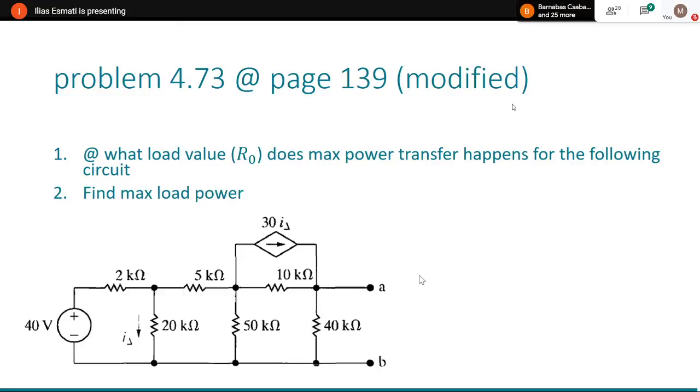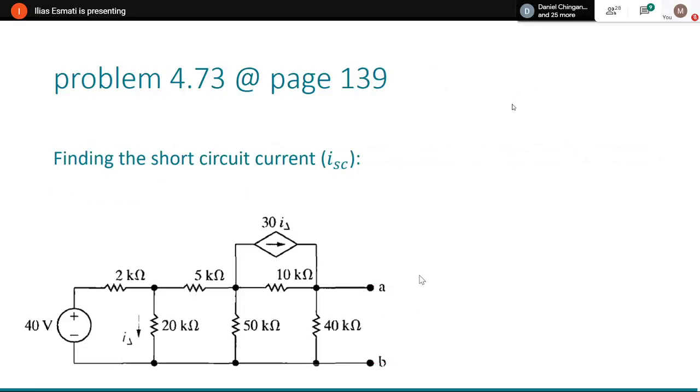Good. And we can also find the maximum load power. So let's say this is my R0 that we want to attach. First things first, let's find the short circuit current. Again, the theory behind this one was covered, I think, a month ago.